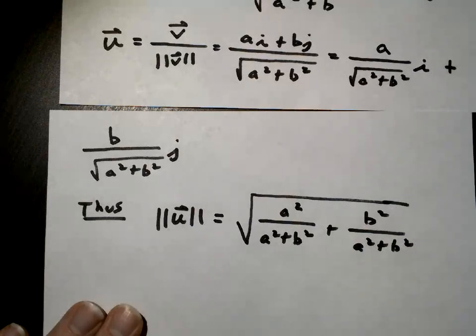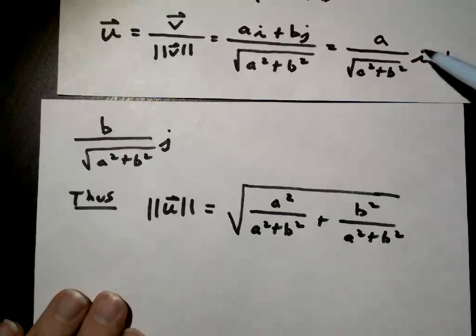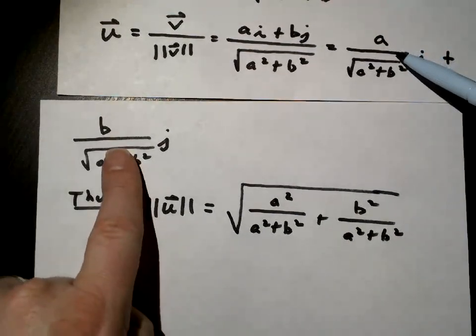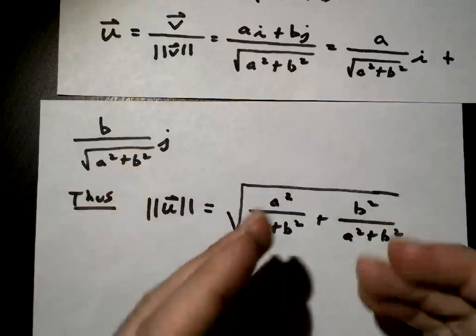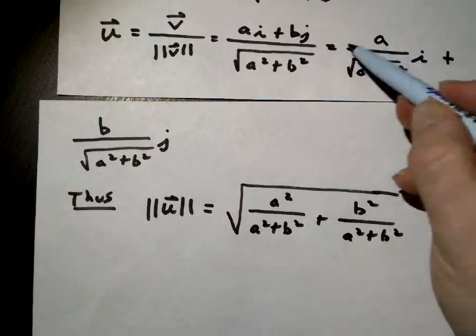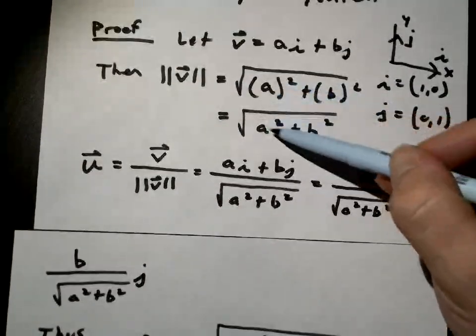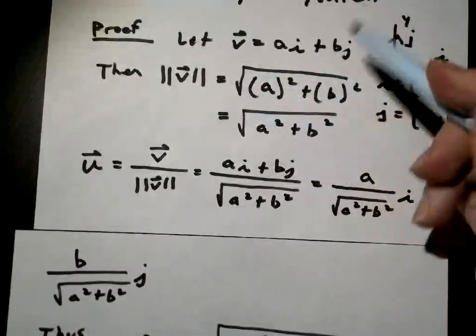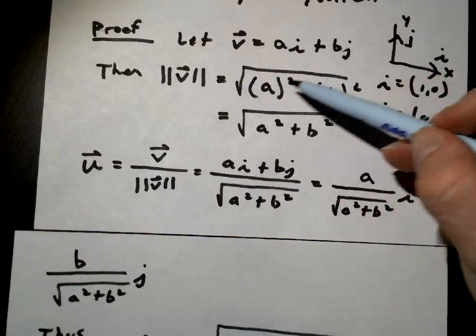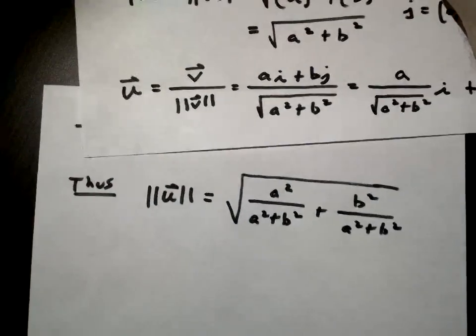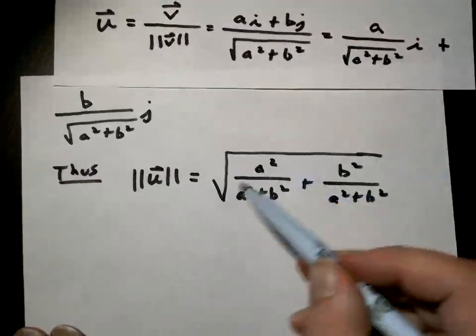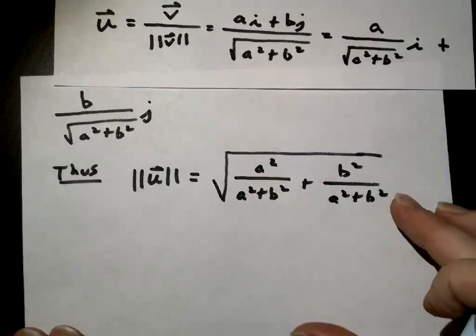Now I'm hoping you see what I'm doing here: I'm just taking these two expressions and squaring them, like what we did up here with our vector and its magnitude. After you approach that idea, you have something like this. Now, can we simplify this?